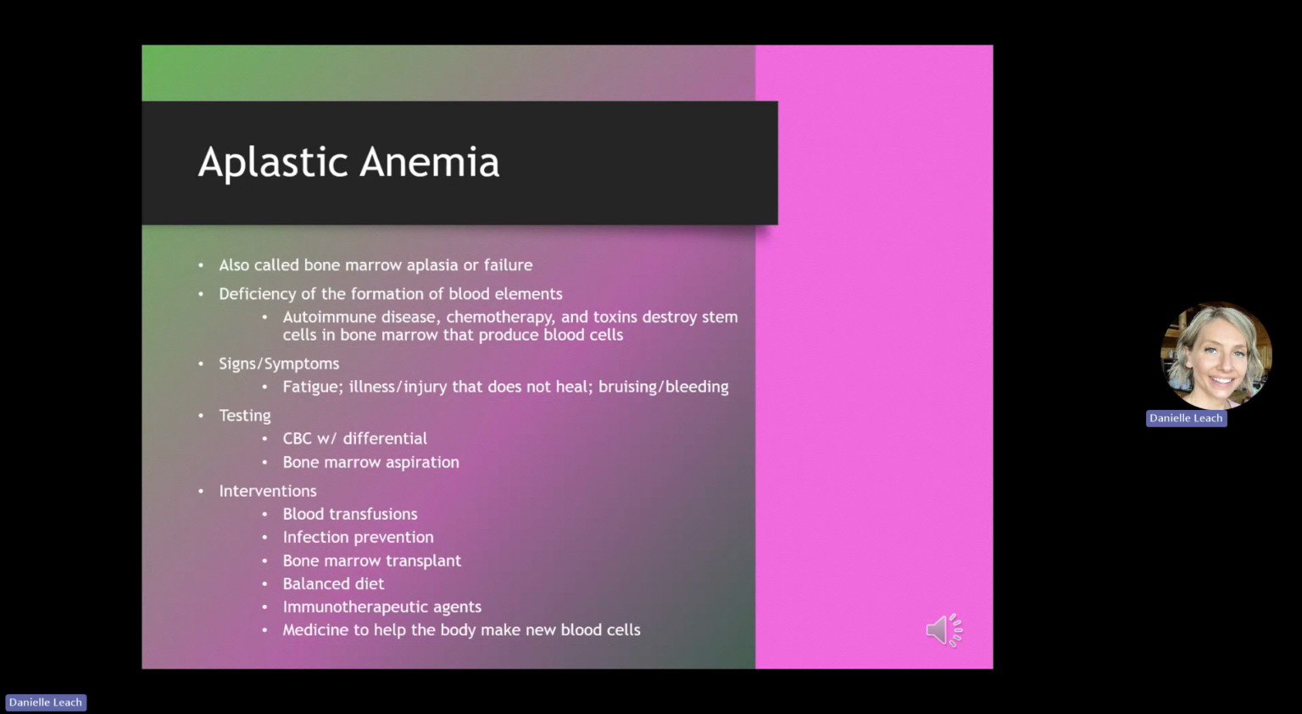Also infection prevention, so they may be on neutropenic precautions, which we'll talk more about later. They may need a bone marrow transplant eventually. Also a balanced diet to help with healing of injuries and also preventing infection. There are specific immunotherapeutic agents that can be used. And then there are also other specific medications that can help the body make new blood cells.